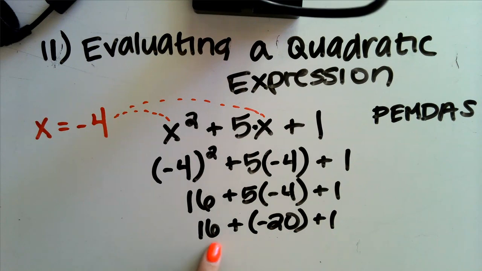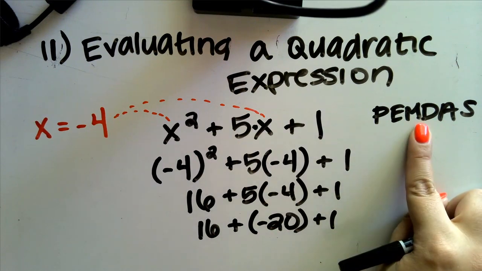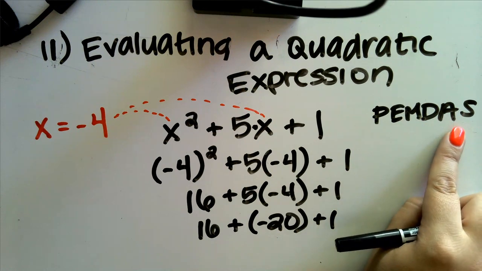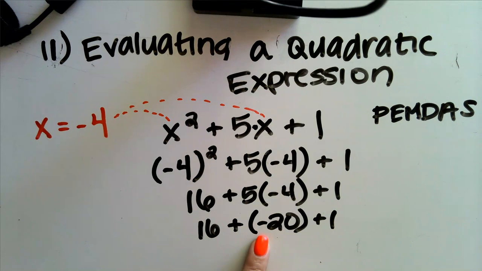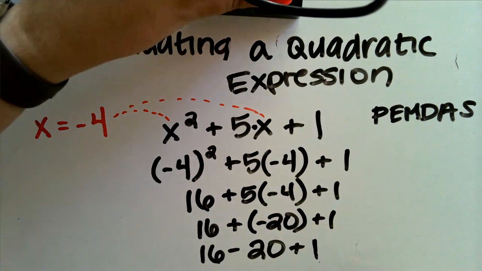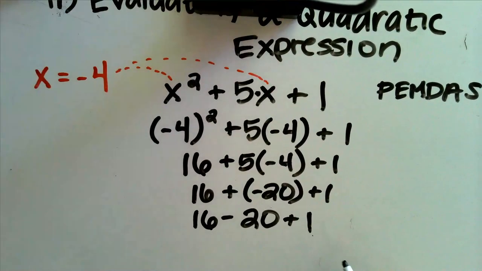Next up, let's go ahead and work on any more multiplication, division. I don't see any more, but I do see plenty of addition and subtraction thrown in there. So right here, let's go ahead and rewrite our very first step. 16 plus -20 is going to be the same thing as 16 minus 20, still a plus 1. Okay? I'm going to have to scooch us down a little. Just a couple more lines.